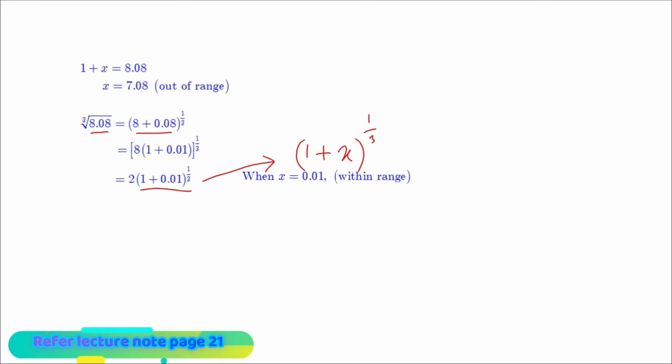By substituting x equals 0.01 into the left and right-hand sides of our equation, we then have the following equation, and simplifying it gives the cube root of 8.08 as 2.007. And we're done.